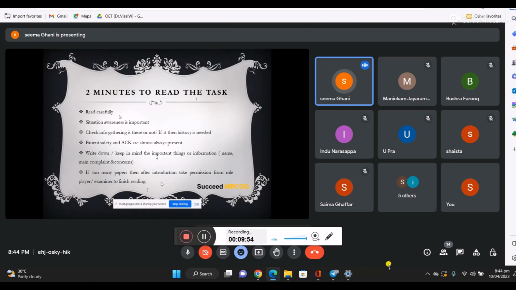Once you enter, you introduce yourself and you take permission from the role player or your examiner. Let's suppose the name of the patient is Sarah. You can say, Sarah, is it okay if I take a few seconds to complete all the information which is given, so I make sure I haven't missed any important information. So that's how you can complete your information.